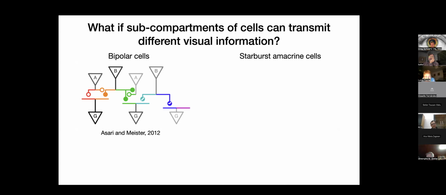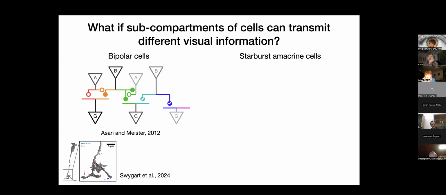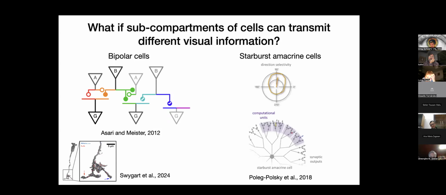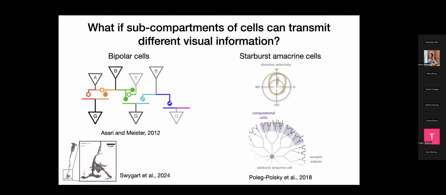In reality, if you actually think the functional subunits might be synapses, we're talking about more on the order of 100 than a couple. I'll show you in a moment that we actually have a little evidence of this, and more than a little evidence of this in some of the bipolar cells. Then on the amacrine cell side, this is actually not a controversial idea. On the bipolar side, it's still controversial. On the amacrine cell side, part of this is not controversial because of the famous starburst amacrine cells.